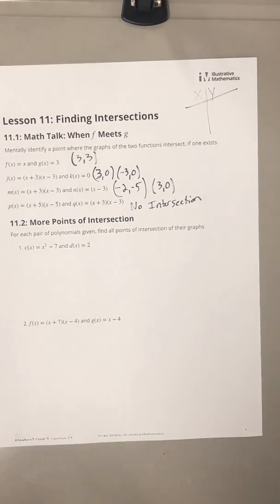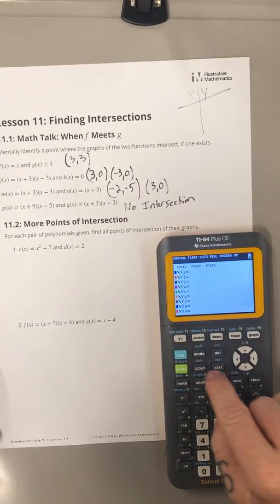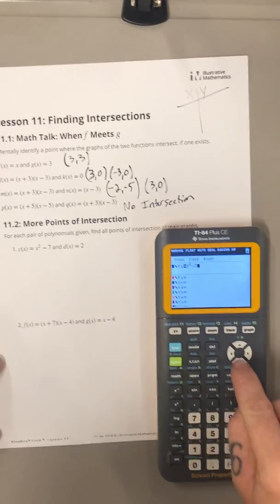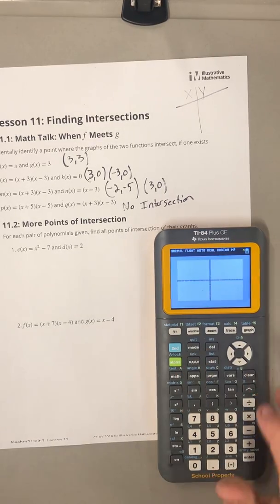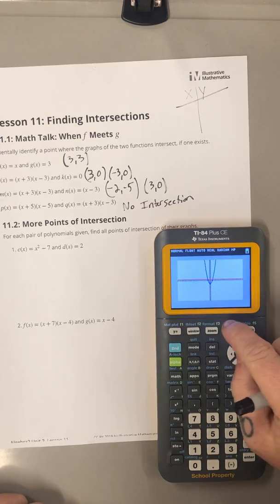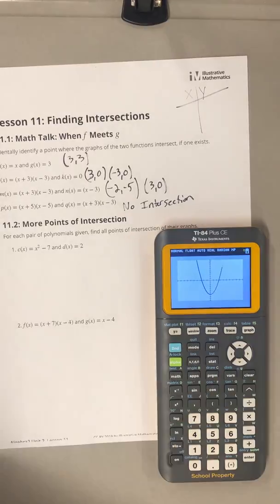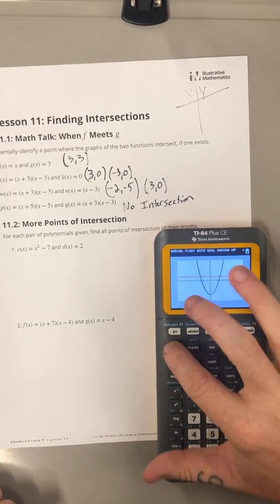So assuming that this is you picking up after you left off and you pause the video, let's take a look at what our intersection points are. So we have x squared minus 7 and 2. I'm gonna graph it. And you can see that my graph is really weird right now. So I'm gonna hit zoom in 6 and go back to my standard view. Okay, you can kind of see where they're at, but I'm gonna go to the table anyway.